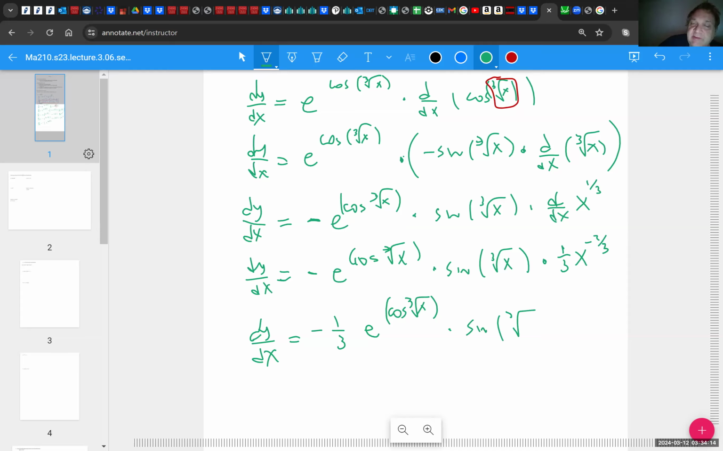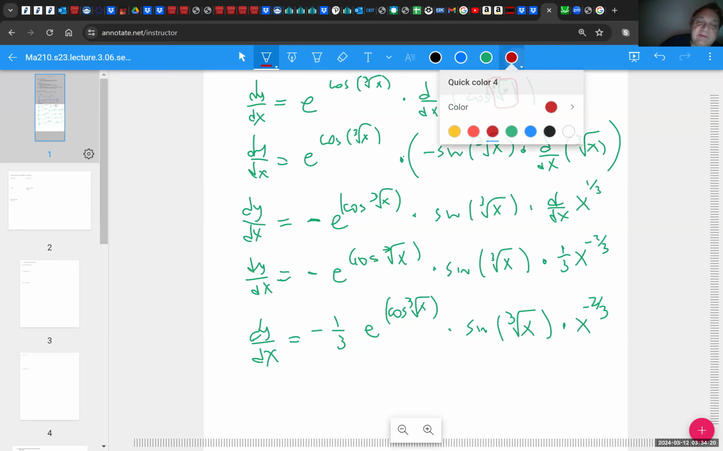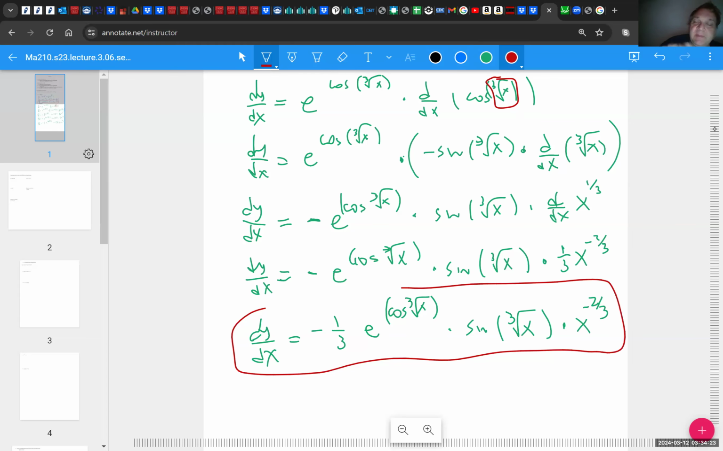Not much else I can do here because they are different things. I can't really combine them together. So that is the answer for the second chain rule problem that we're doing for review.